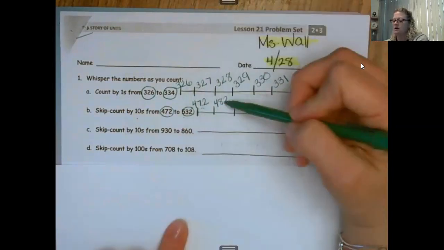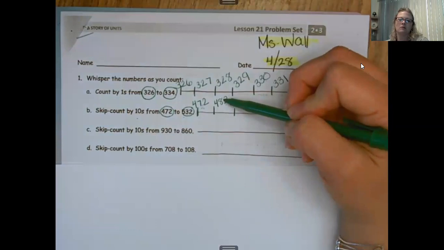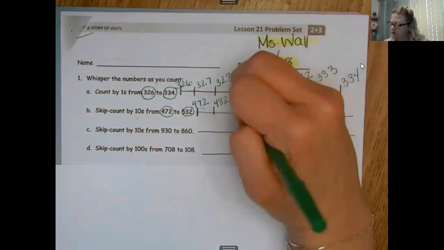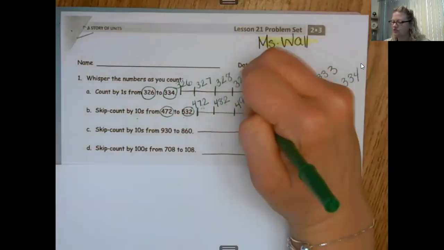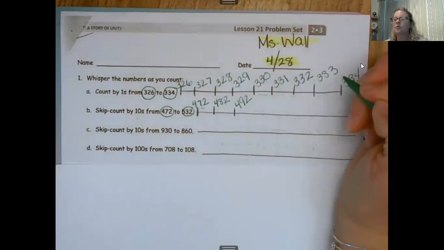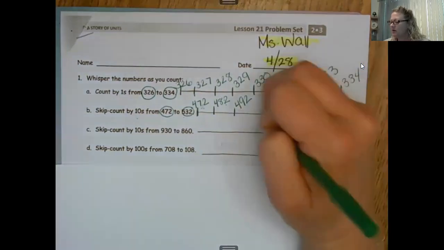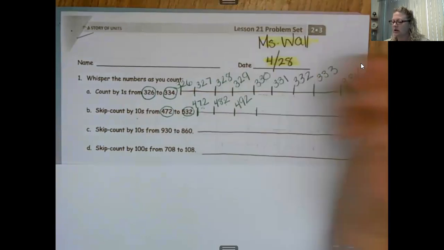400. And what's 10 more from 82? What comes after 8? 9. So 492. Okay, I'm going to help you with this one. This one might be a little bit tricky.